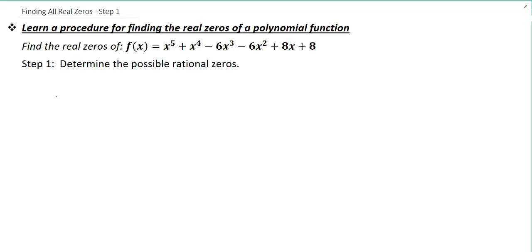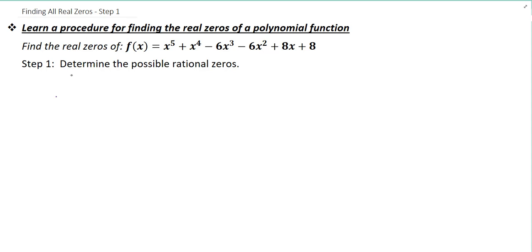The focus of this lesson is on finding all the real zeros of a polynomial function. So we have a polynomial function here, f of x, and this process is pretty lengthy, but I have it broken down into 4 steps. And the first step is our starting point. In order to find all the zeros, we have to have some zeros to start with. So our step 1 is to determine our possible rational zeros.